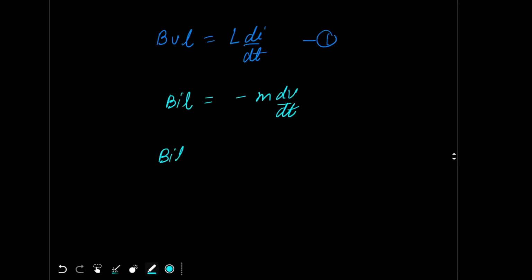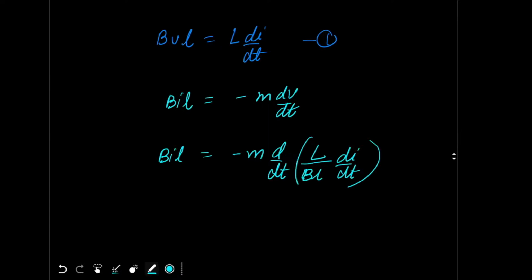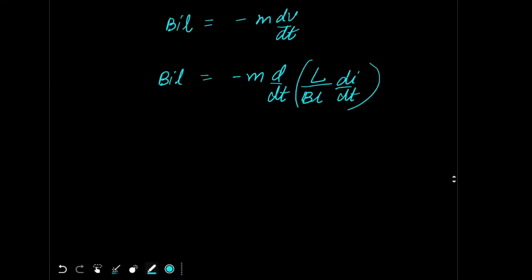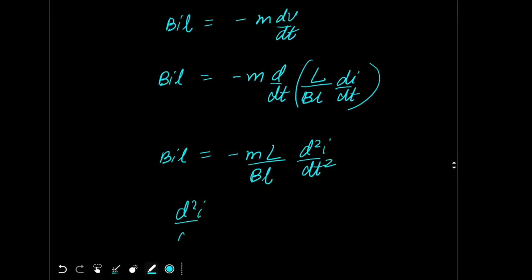So BIL is equal to minus m d by dt of v. What is v over here? v will be L by BL di by dt, correct? So BIL is equal to minus mL by BL d square I by dt square, or d square I by dt square is equal to minus B square L square by mL times I.